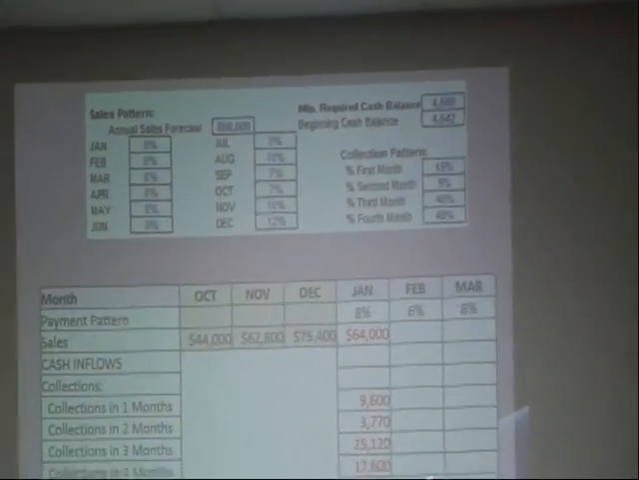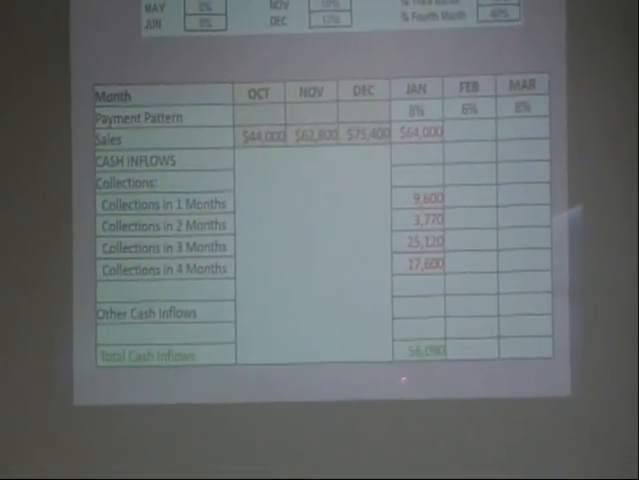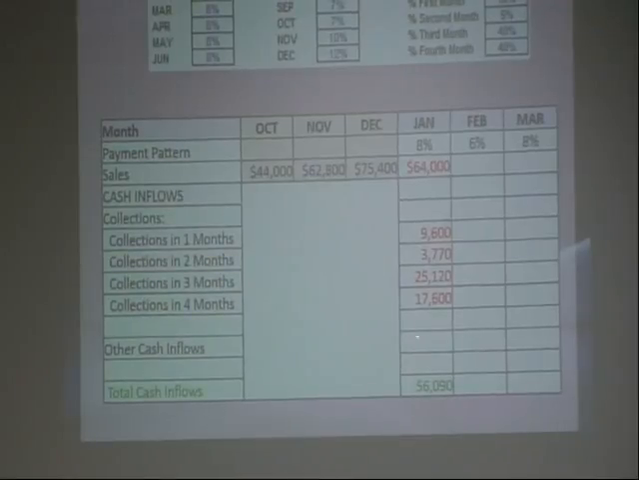You see that $64,000 and you know where that came from. That's 8% of my $800,000 sales plan, right? And I'm saying in January, I'm going to sell $64,000. I'm not saying I'm going to collect it, but I'm going to sell it. Then I'm trying to figure out what my total cash inflow in January is.